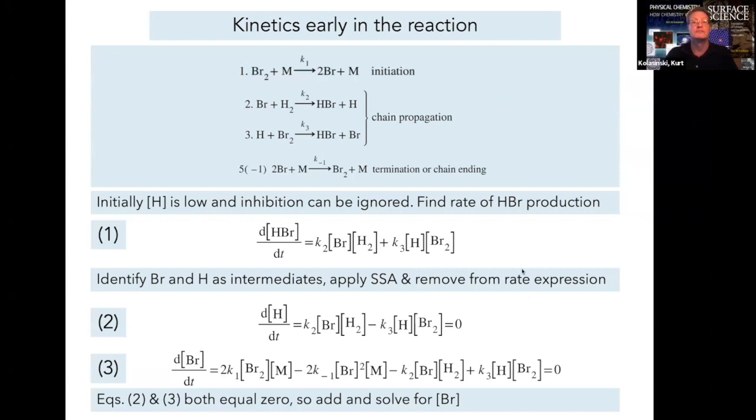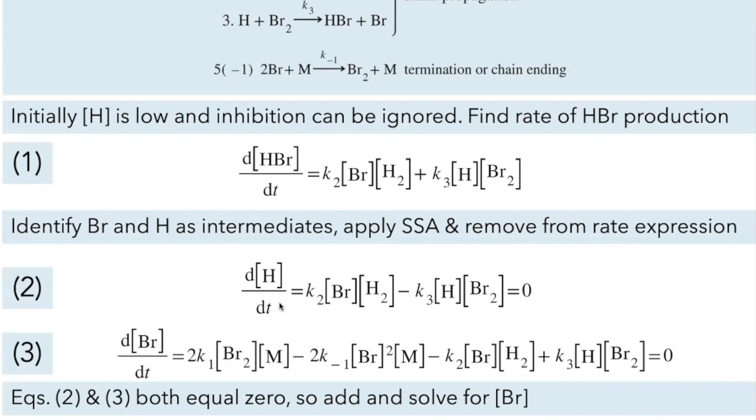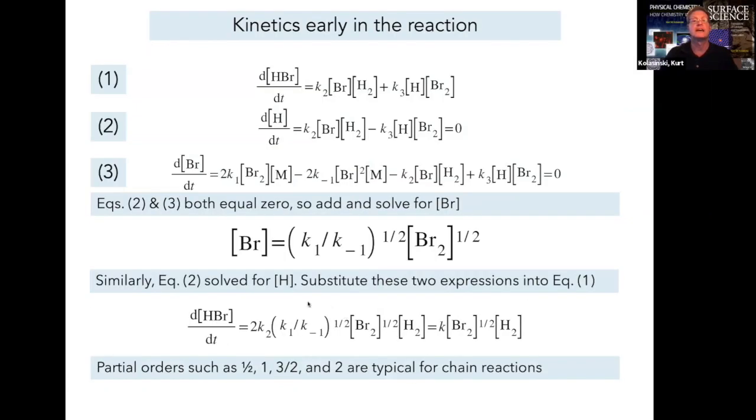We write down first a differential rate law for the H atom concentration and another for the bromine concentration, adding in the steps that create bromine, subtracting out those that remove bromine from the system. At steady state, intermediate concentrations are constant, so we set these two terms equal to 0. If we add these two equations together, we can solve to get an equation for the bromine concentration at steady state.